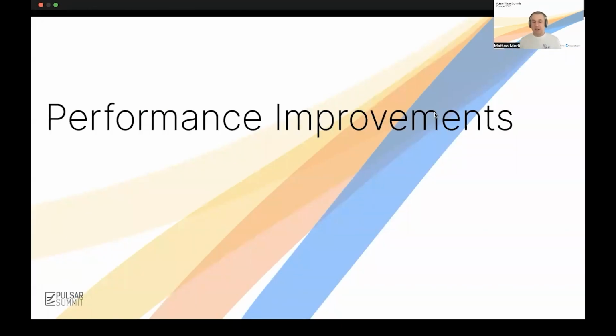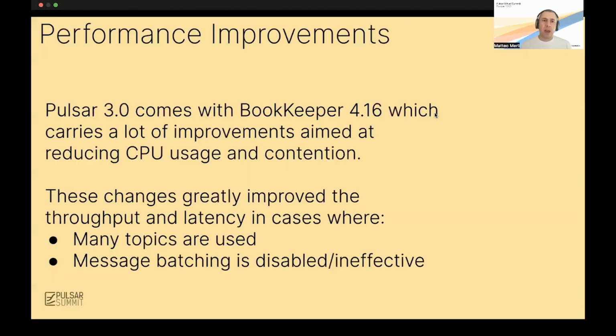Next one is, again, not a feature, but more an improvements section. We did a lot of targeted improvements in Pulsar and BookKeeper around performance, and in particular around performance in cases where you have clusters with many topics, and/or when message batching is either disabled or ineffective for multiple reasons. If you're spraying your throughput across many topics, it is much more inefficient compared to having a single pipe where you can do all this aggressive batching, compression, and all these standard techniques to improve throughput.